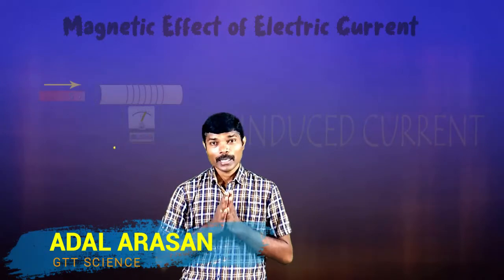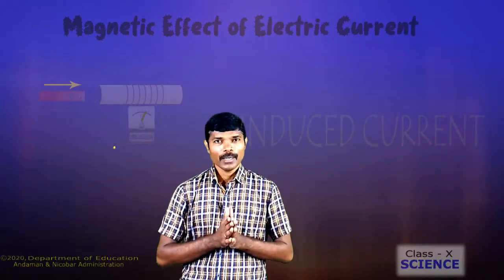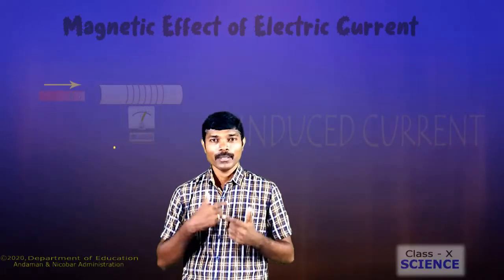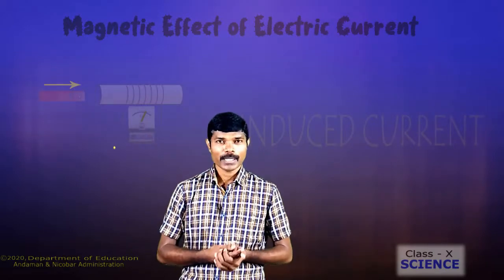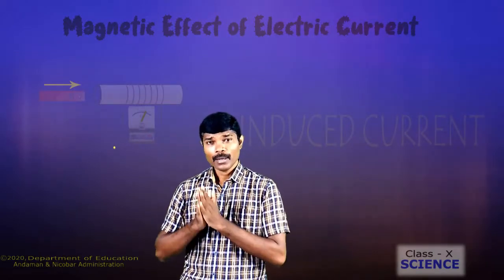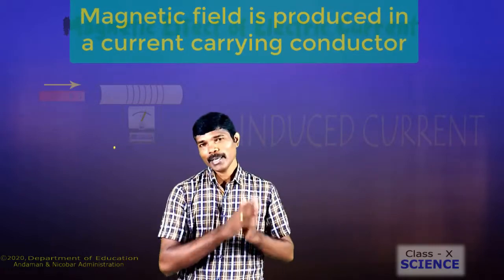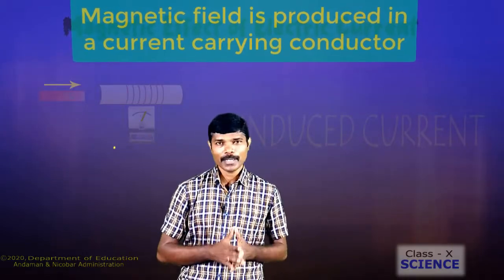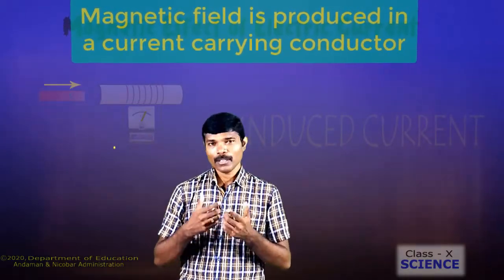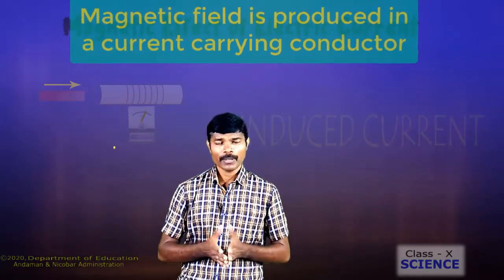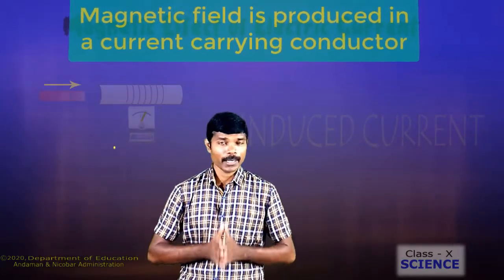We have seen the heating effect of electric current, and followed by that we have seen the magnetic effect of electric current. We learned that when electric current is flowing in an electric circuit, apart from heating effect, a magnetic field will also be produced. We call it the magnetic effect of electric current.